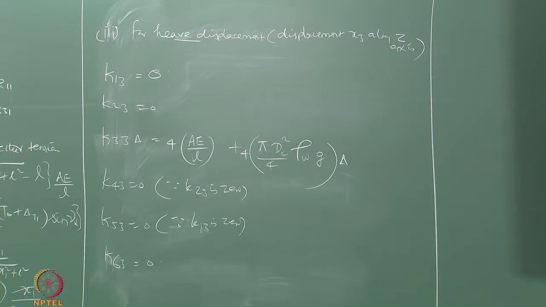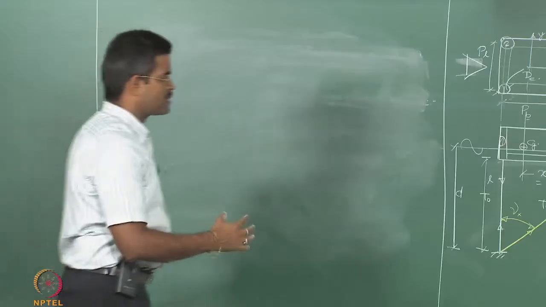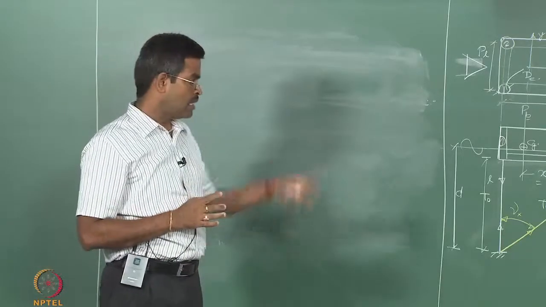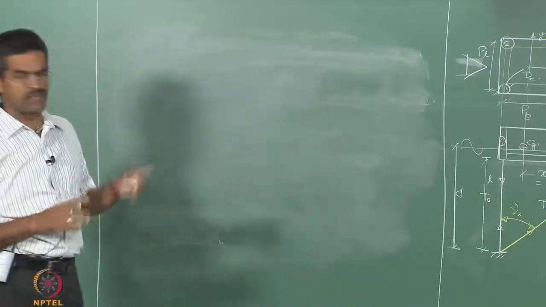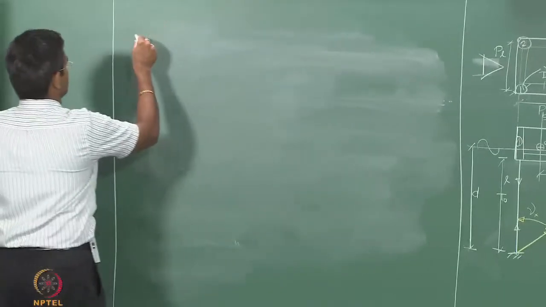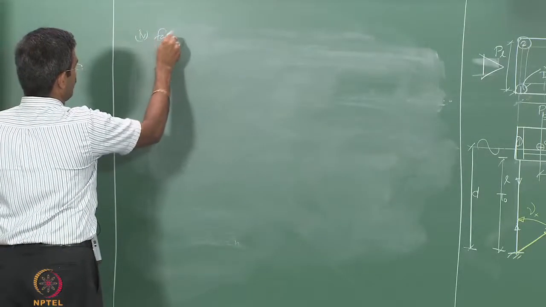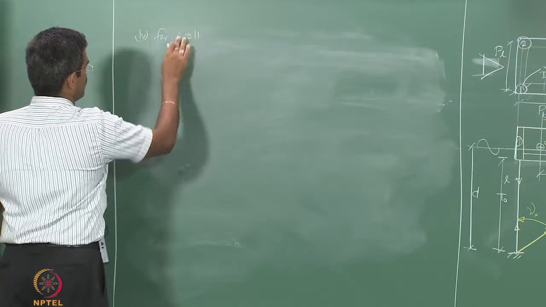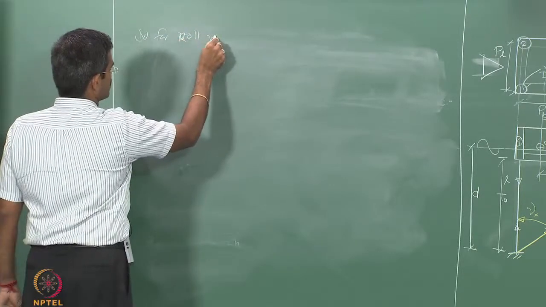Let us talk about the roll displacement. Any doubt till this point? Now, we are talking about rotational displacement. I have given the translation displacement along x, along y and along z respectively. I have got the members of the stiffness matrix for the first 3 columns. Now, I am going to give the roll displacement or roll rotation.